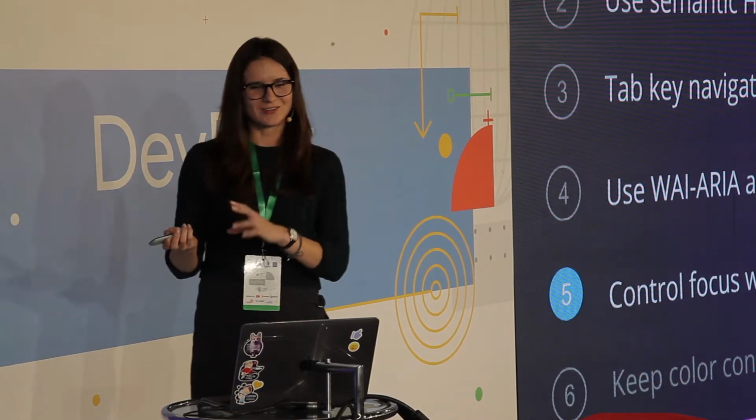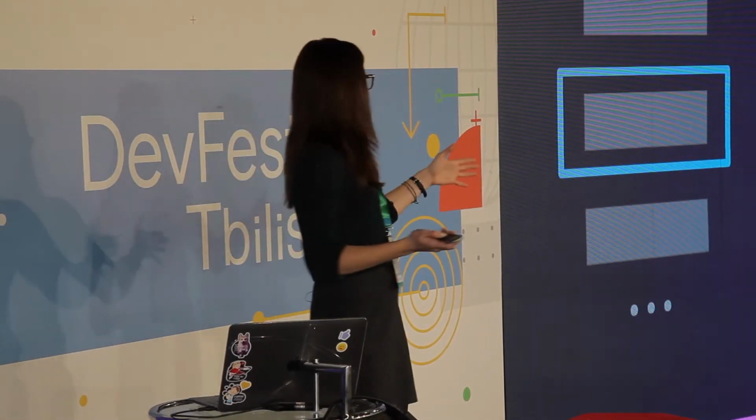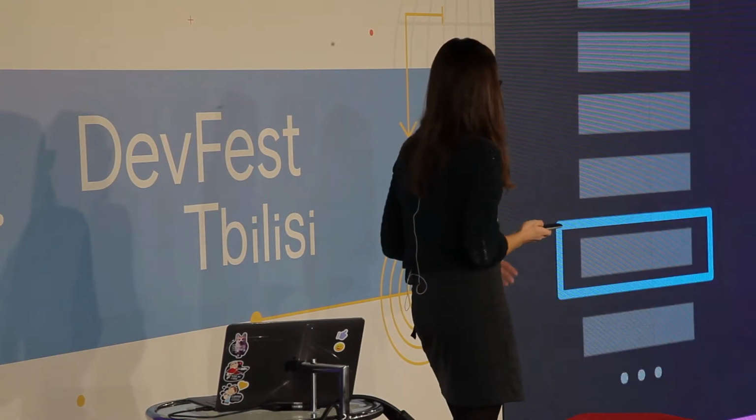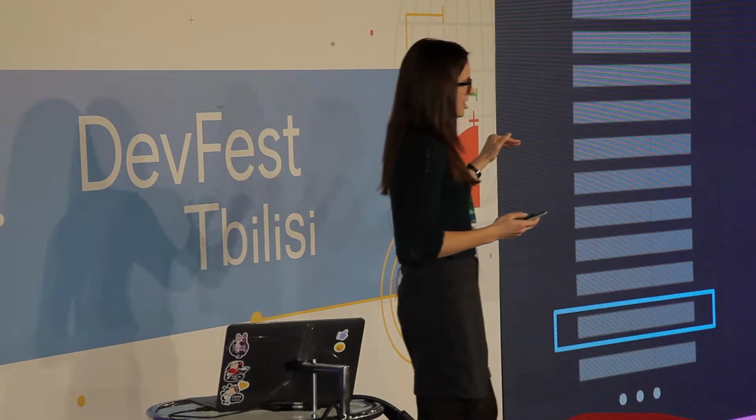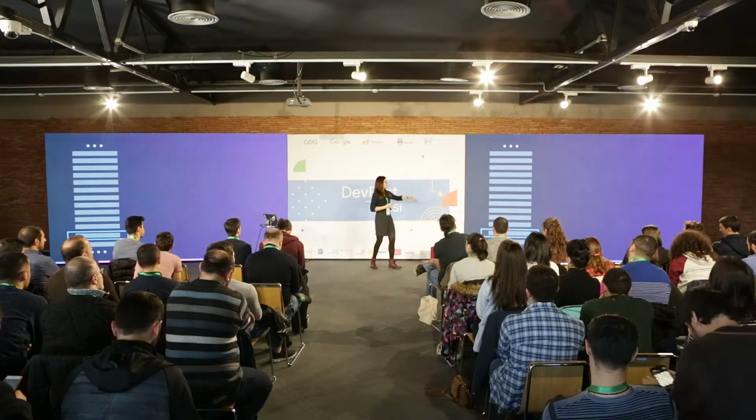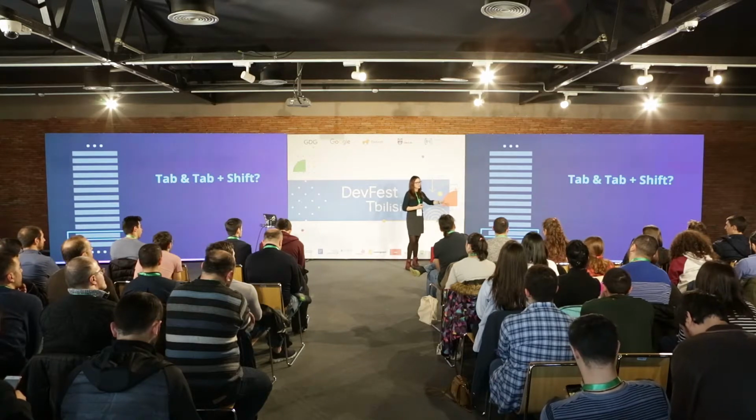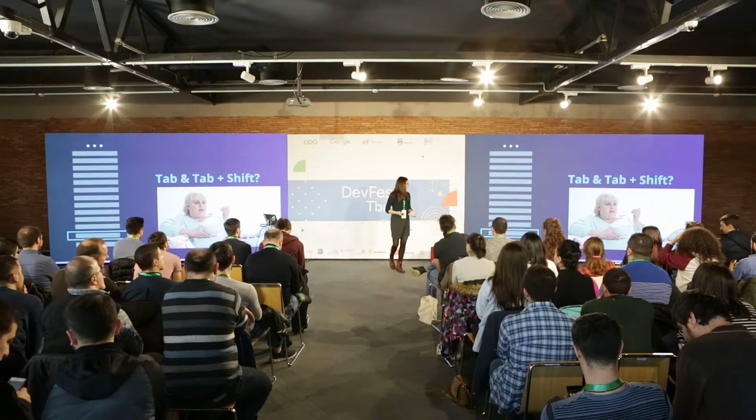Fifth. Control focus with keyboard. Imagine you have a list on your page. It can be a selectable list. And it's a long list. It's a very, very long list. And if you want to make it focusable, the user will need to tab and shift tab through all of the list. And if he wants to go back, he will shift tab all the way through. A bit boring and not really a good user experience, right?